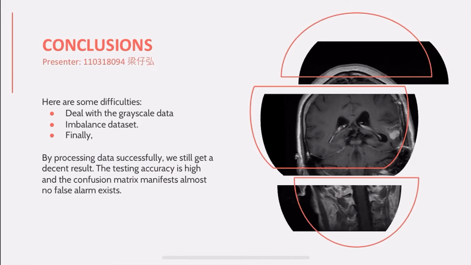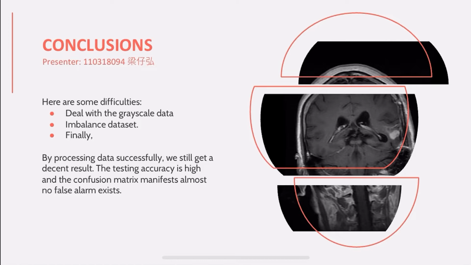Okay, now this is the conclusion part of this project. My name is Liang Zhihong. Throughout this project, we have encountered several difficulties, and here's a quick wrap up. The first thing we had to deal with is the grayscale image data. Grayscale image data means we have only one channel in each of the images. RGB images have 3 channels, but that wouldn't be a problem if we were building our own model.